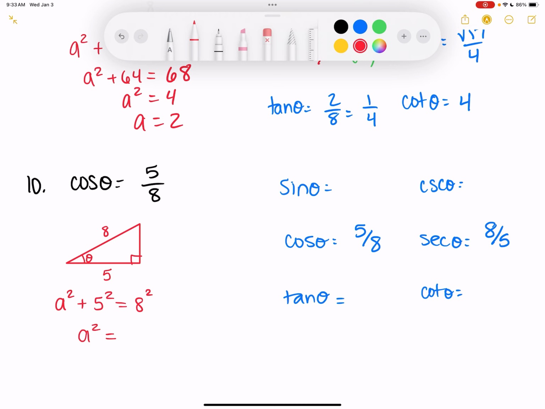So a squared is equal to 64 minus 25, which is 39. Is that right? Yeah. So a is going to be equal to the square root of 39. So square root of 39 is going here. Then I can find the other 4 trig functions that I don't already have. So sine, opposite over hypotenuse, so square root of 39 over 8. Tangent is opposite over adjacent, so square root of 39 over 5.